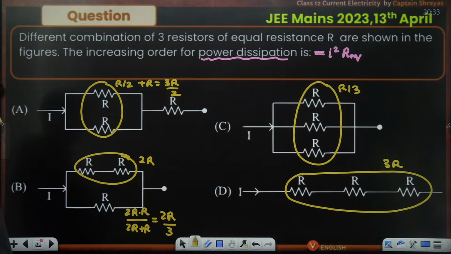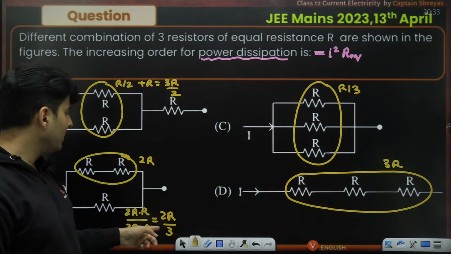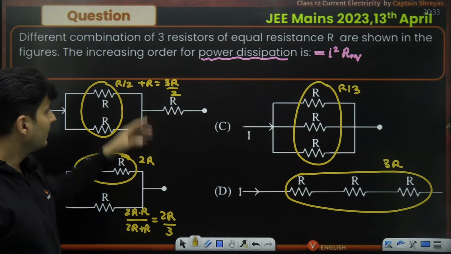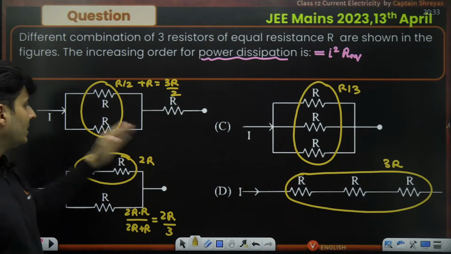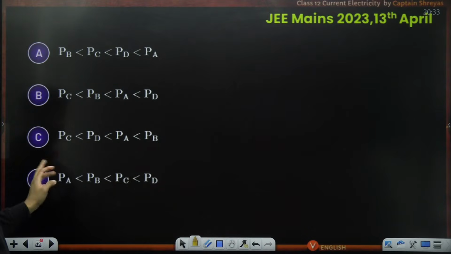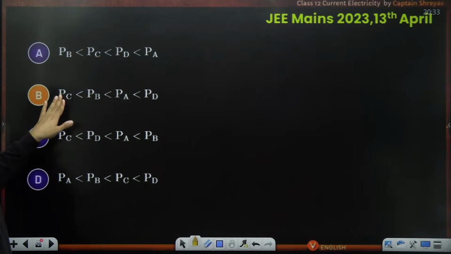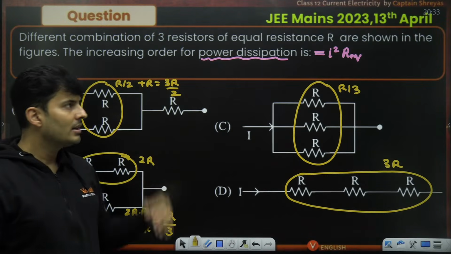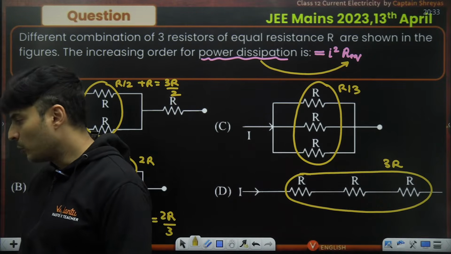So who is the least among them? Obviously, sorry, not this one, R by 3 is the least. 2R by 3 is at least more than C. So this is the least, then this is slightly bigger, then this is slightly bigger than that, and this is the largest. So C, B, A, D. Correct. That is the right answer. C is the lowest, B is more, A is more, D is the highest, because power was directly related to the equivalent resistance. Cool, everyone?